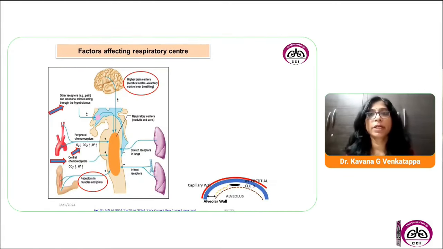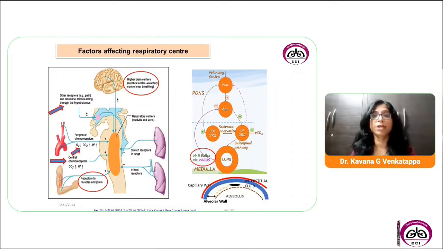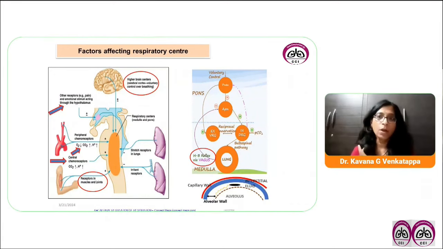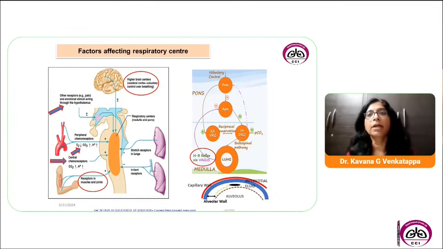Apart from the neural regulation, there are proprioceptors, there are stretch receptors in the airways, there are J receptors, and there is something called the HB reflex, that is the Hering-Breuer inflation and deflation reflex, which gets activated when the tidal volume is more than 1000 ml.